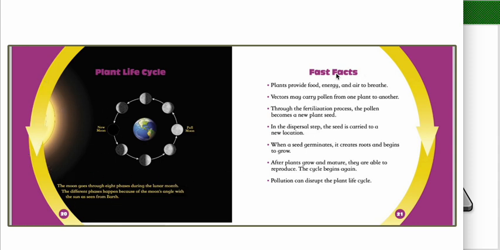So, some fast facts. Plants provide food, energy, and air to breathe. Vectors can carry pollen from one plant to another. Through the fertilization process, the pollen becomes a new plant seed, and in seed dispersal, the seed is carried to a new location. When a seed germinates, it creates roots and begins to grow. After the plants grow and mature, they're able to reproduce, and the cycle starts again. But pollution can disrupt that cycle.